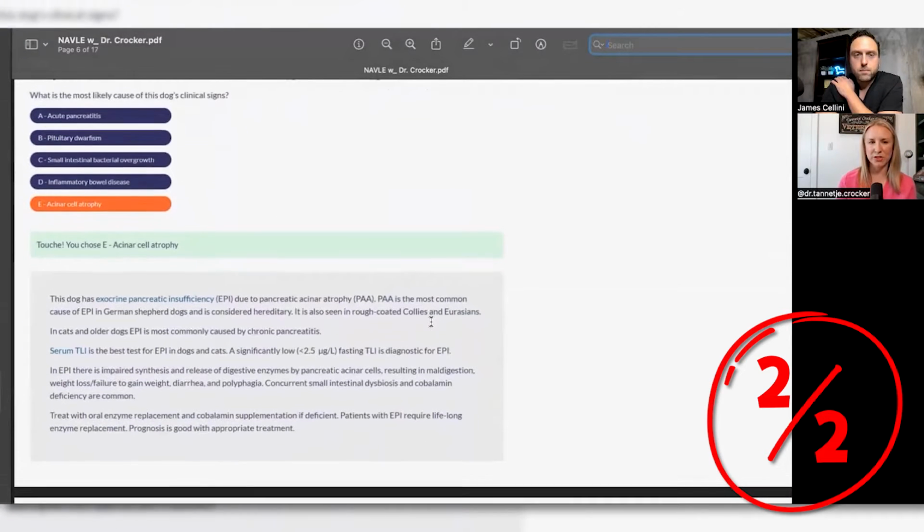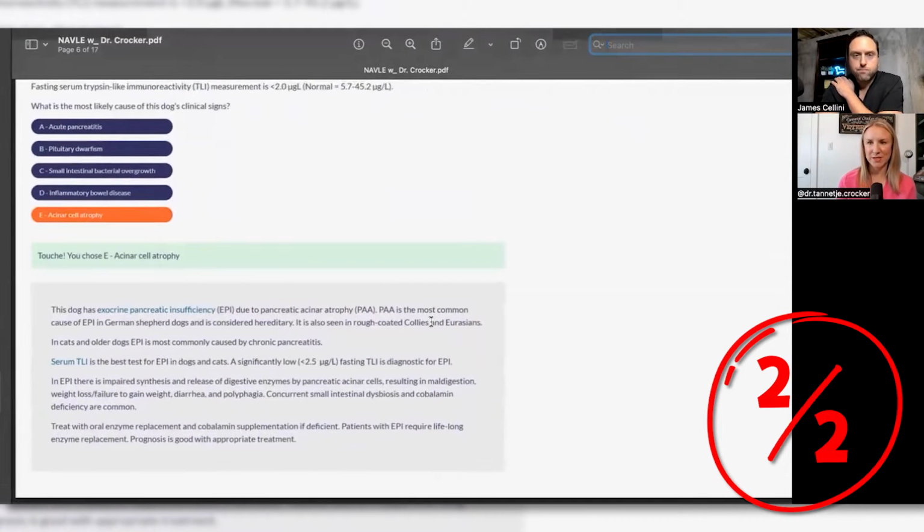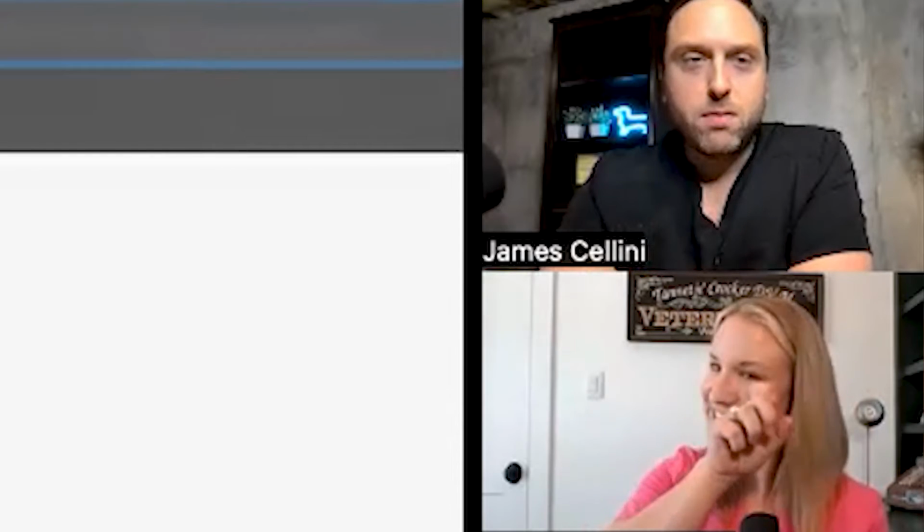So common in German Shepherds. So yes, if you see German Shepherd and TLI, that's what you're going with. Don't even read the whole question. All right, so you're 2 for 2. Whew. Okay. There we go. All right. Drink some more coffee.